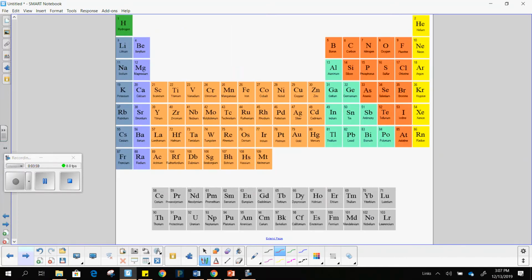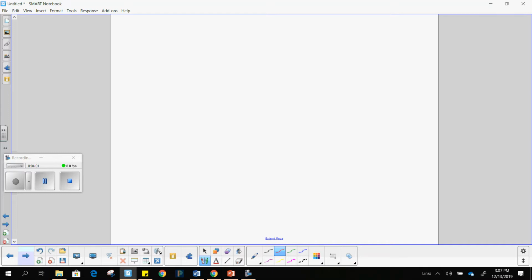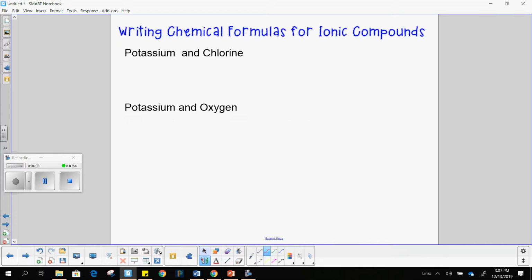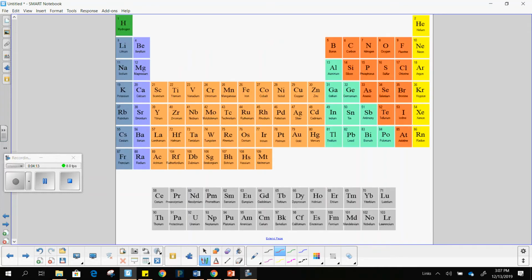So we're going to go ahead now and look at some examples. I have some examples here of potassium and chlorine. We'll start with this one first. What you're going to do is use your periodic table to find potassium and chlorine. If we flip back to our periodic table, one of them is here and one of them is here.